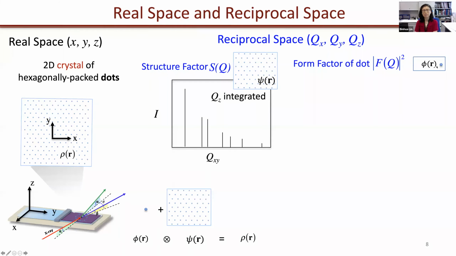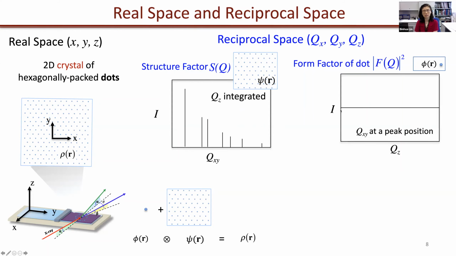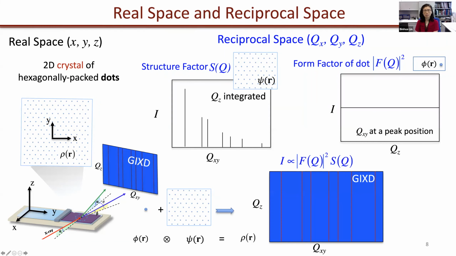So the form factor doesn't modify your structure factor, the diffraction, at all. So this peak in the QXY position just doesn't change along the QZ direction. In fact, it doesn't change in any direction. So the intensity, which is the product of the form factor and structure factor, in this case is just the structure factor, just a bunch of skinny lines. And those lines are referred to as Bragg rods.